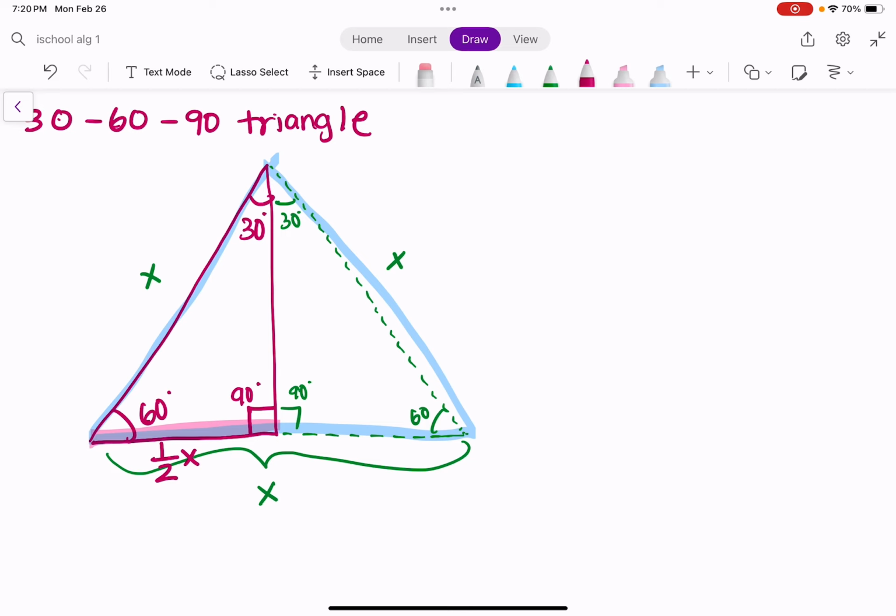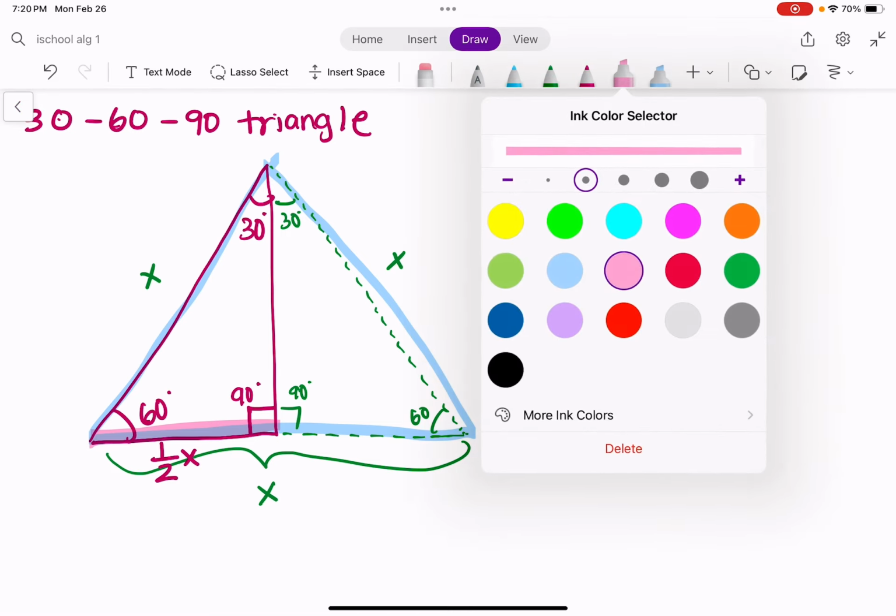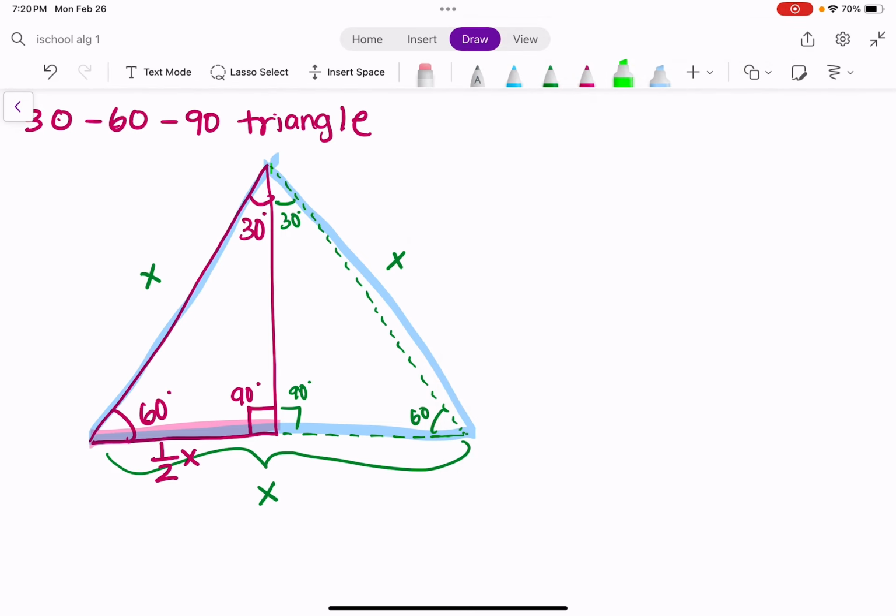So again, let me highlight what I'm focusing on. I'm now focusing on this green triangle right here, okay? I don't care about the dotted triangle. I'm just focusing on this green triangle, okay? And I want to figure out what this missing side length is right here, because I don't know what this is. I know the hypotenuse is x, and I know the bottom is 1/2 x. So again, I'm going to use the Pythagorean theorem, right?